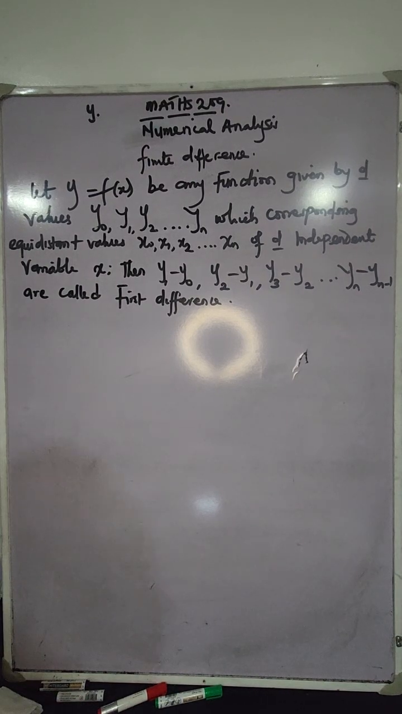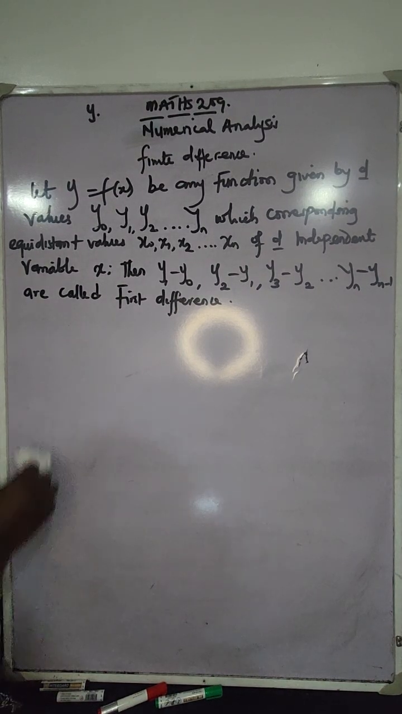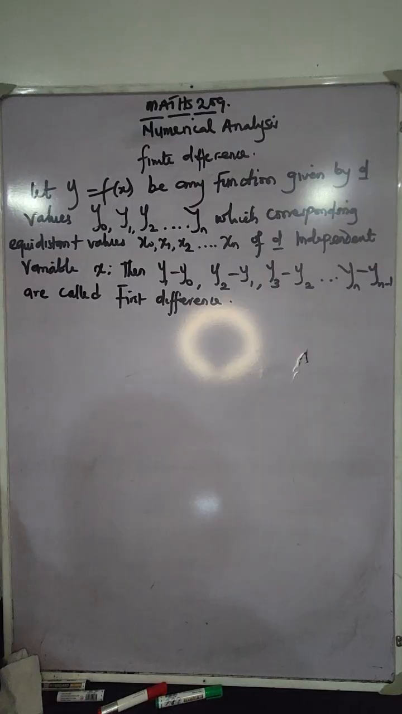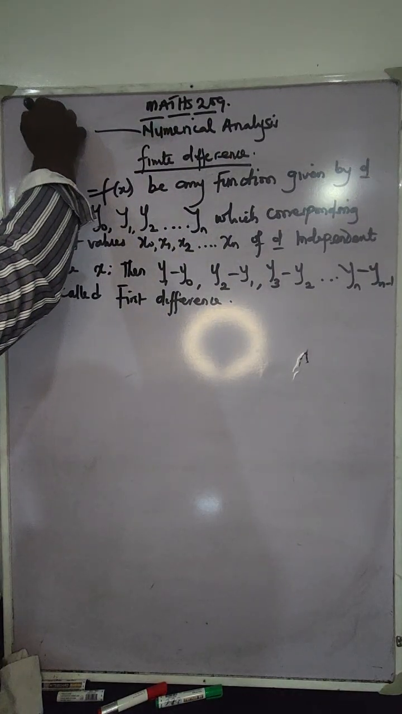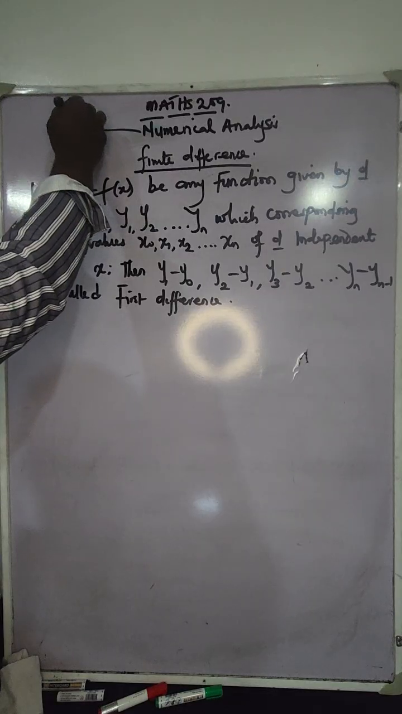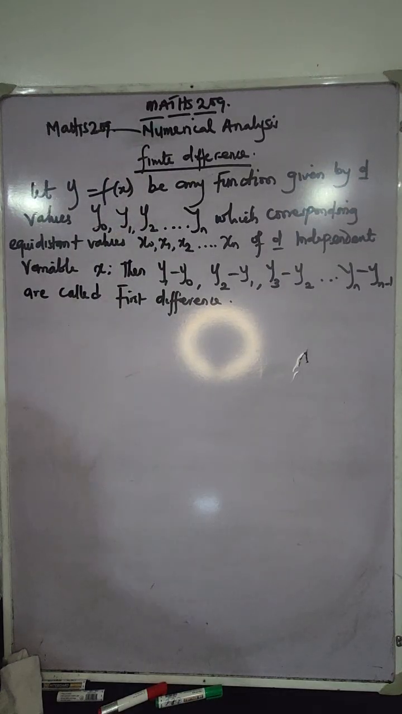Okay, today we will be talking about the finite difference as a topic. MAS 209 is the course code, and we'll be talking about finite difference.